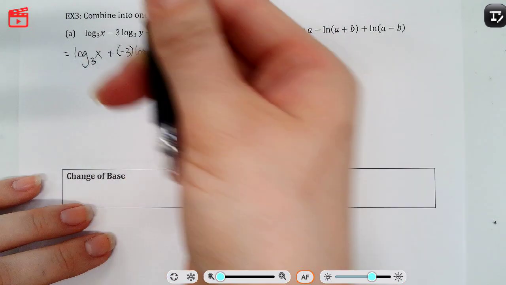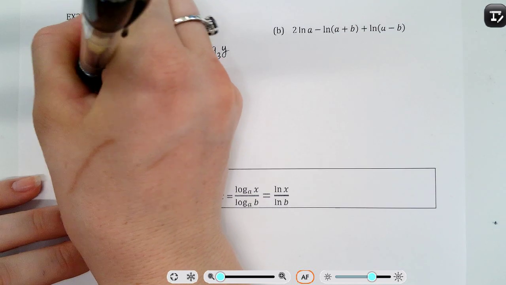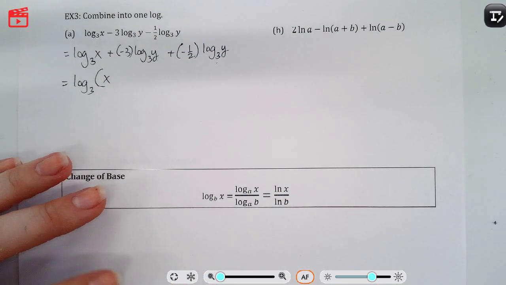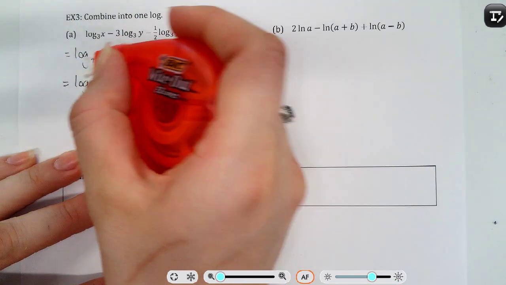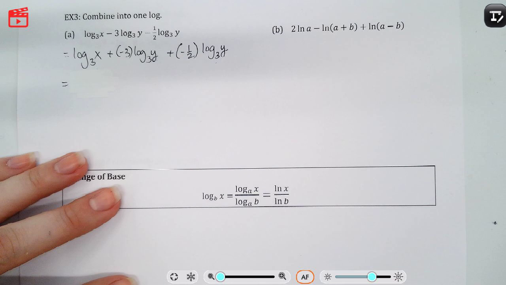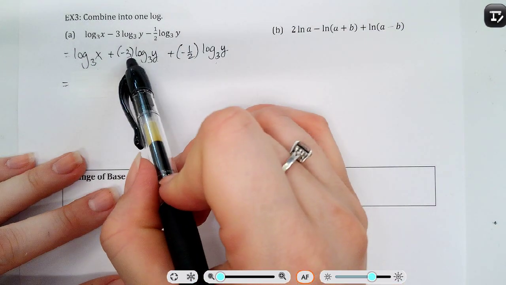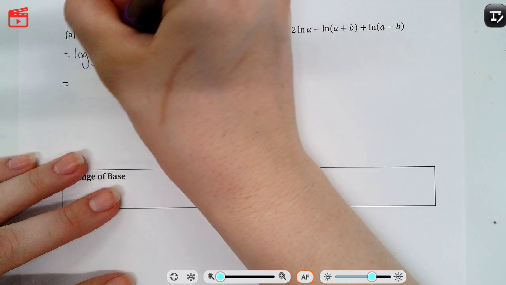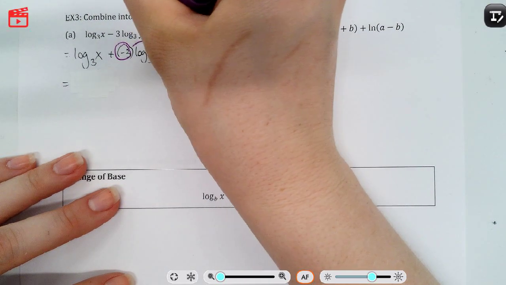All the additions are going to turn into multiplication, so we keep the log base 3, and we multiply. Ooh, wait, can't do that. I jumped the gun there. Why can't I do that? Because I need to have it as a log with a coefficient of 1. That does not have a coefficient of 1. I forgot a step. Got to bring that negative 1/3 up.